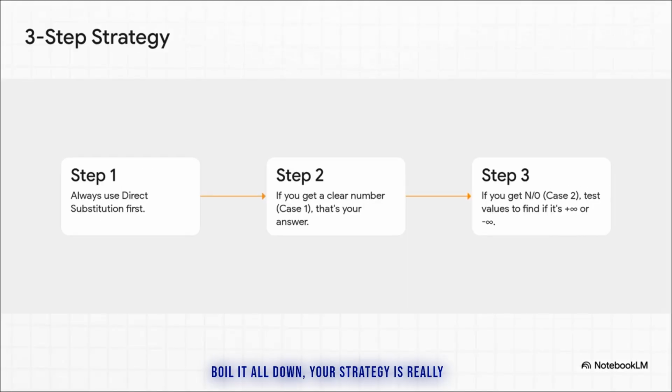So when you boil it all down, your strategy is really a simple decision tree. Step 1, always, always, always plug in the number first, no matter what. Step 2, look at your result. If it's a clear number, you're done. That's your answer. Step 3, if it's non-zero over 0, you know it's going to infinity, you just have to test the signs. And if it's that special 0/0 case, well, that's your signal to roll up your sleeves and do some algebra. Your first step literally tells you exactly which path to take next.